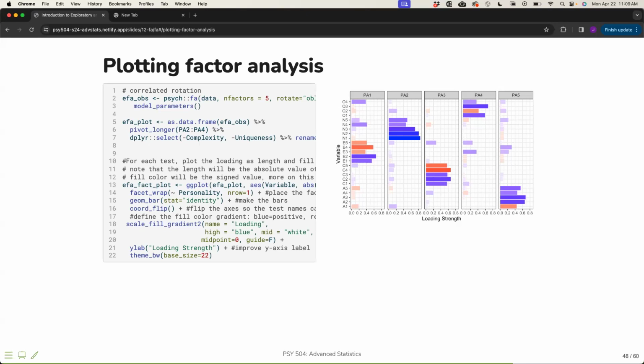And we can see nicely that on factor 1, we have the extroversion items. Factor 2, we have the neuroticism items. Factor 3, we have the extroversion items, and so forth and so on. So I provided the code here to reproduce this. So if you want to use this figure for Wednesday's lab, you have the code to do that here. But I like this particular visualization.